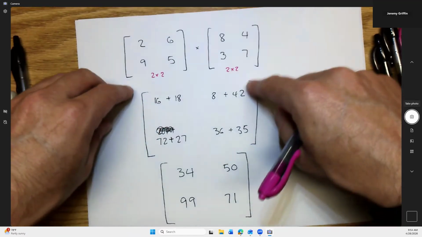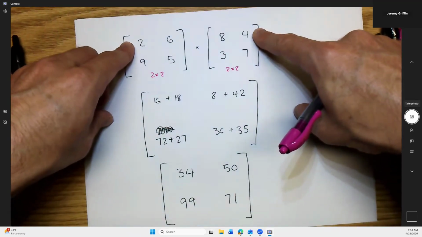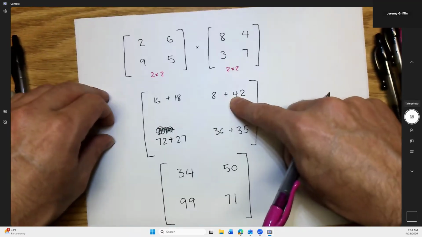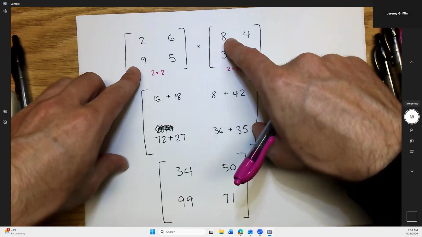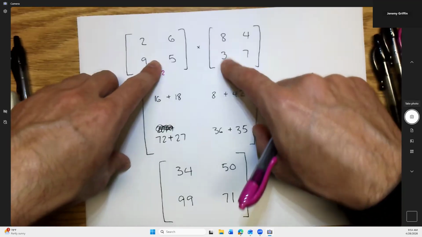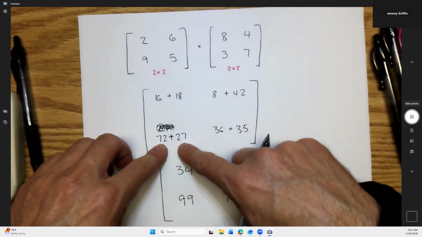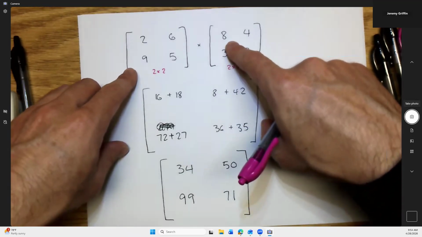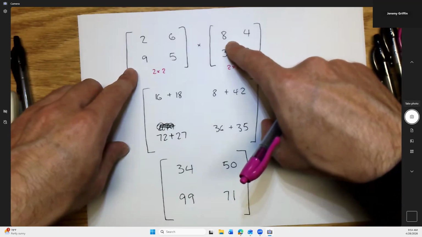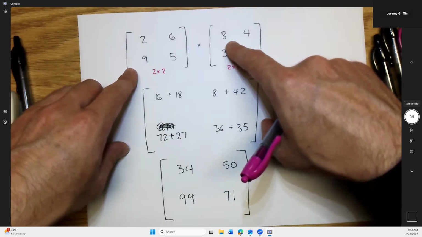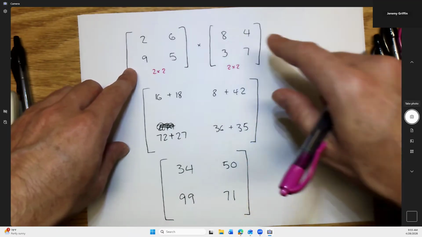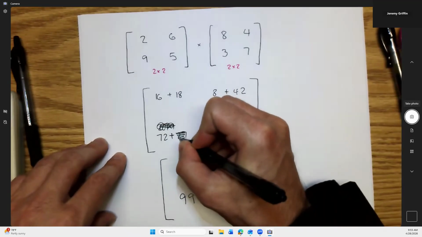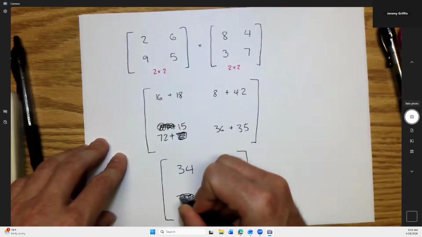Okay, next element. I got 2 times 4 plus 6 times 7. That's where I'm getting 8 plus 42. Third element, I got 9 times 8 plus 5 times 3. Wait, what did I just say? Okay, 9 times 8. Did I mess that up? I did. Sorry guys, so this should be 15. Oops. Okay, you gotta fix that.